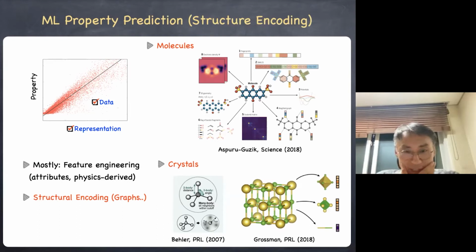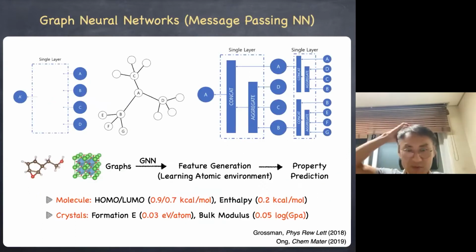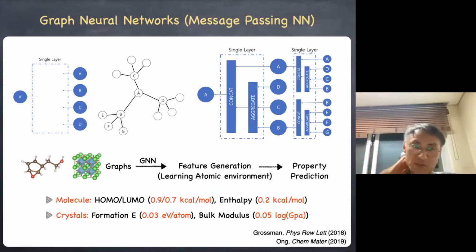And so you can sort of expect similar things in machine learning if you do some kind of structural encoding. There are a number of different ways of encoding the structures of molecules and crystals, and one of the more promising approaches is to represent the molecules and materials using graphs. In graph representations, you basically represent the atoms as nodes and chemical bonds as edges.